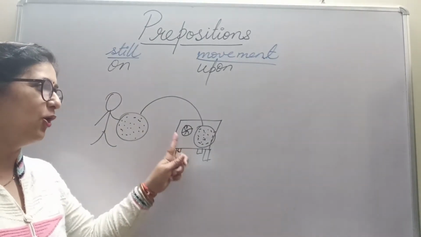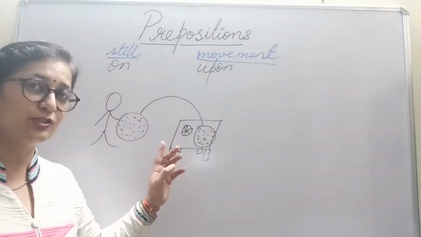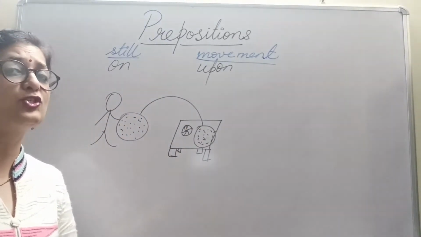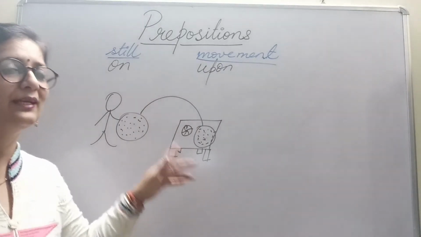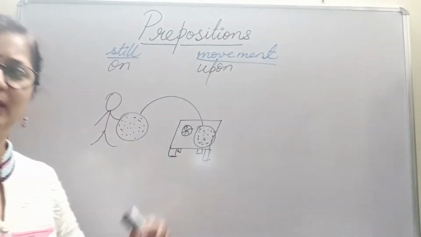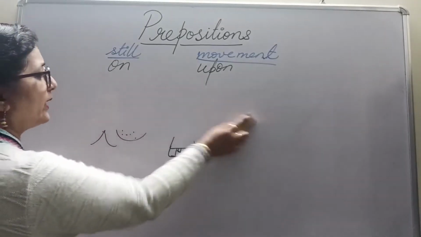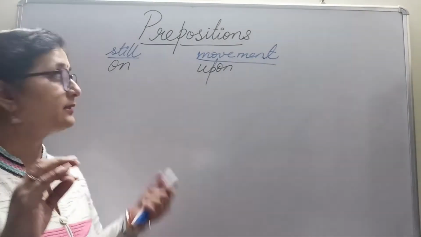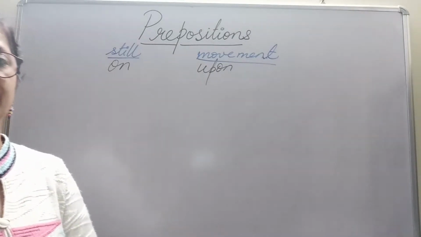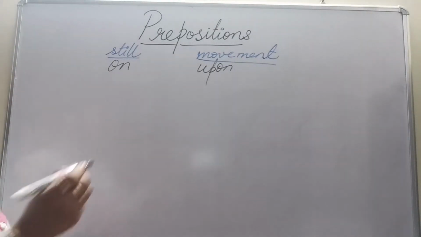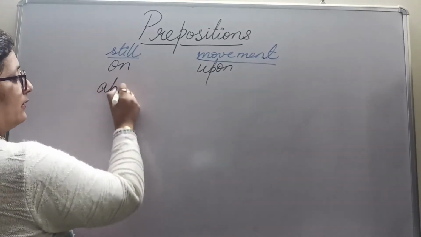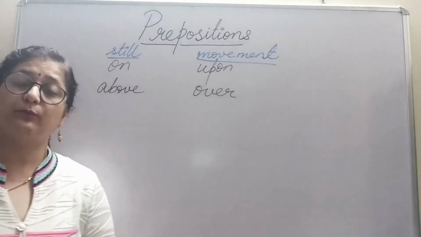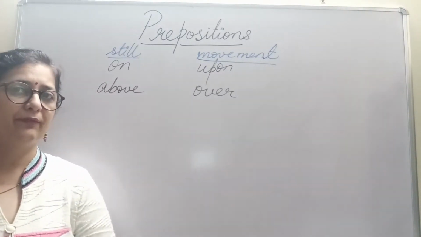See the difference? On is in still position. It is not in movement. Whereas upon, when something bounces upon, jumps upon something, it's in movement. Then we use the word upon. Another preposition we quite get confused with at times, and it still talks about the still and movement positions, is above and over. Quite often we do get confused with this kind of thing.